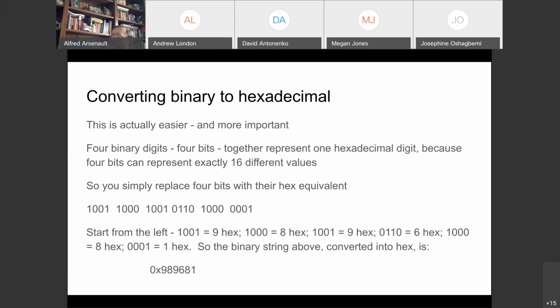So on this slide, starting from the left, 1001, well, that's an 8 plus 1 is 9. So that 4 bits together is a 9 hex. 1000, that's just 8. 1001, again, we already know that that's a 9. 0110 is 6. 1000 is 8. And 0001 is 1. So to convert the binary string into a hex string, it's just 0x989681.